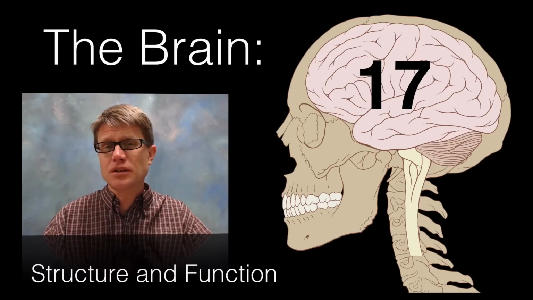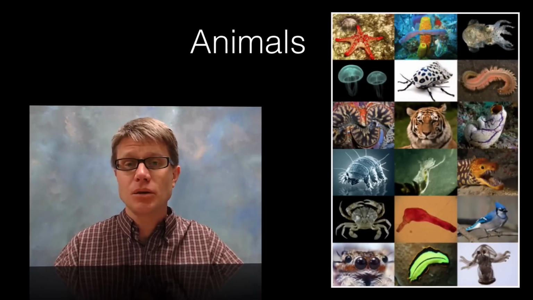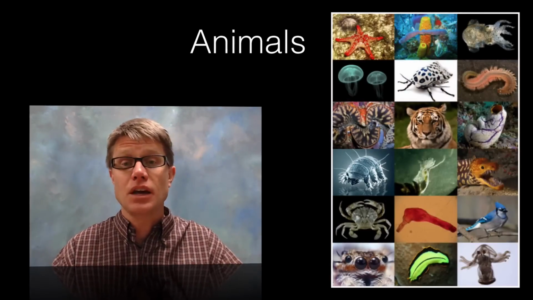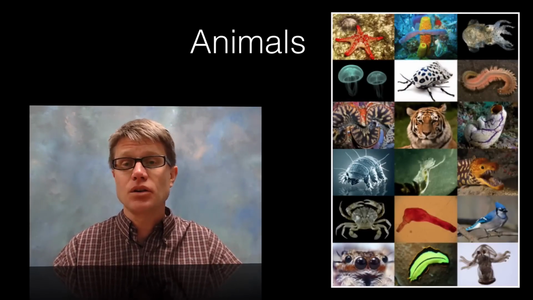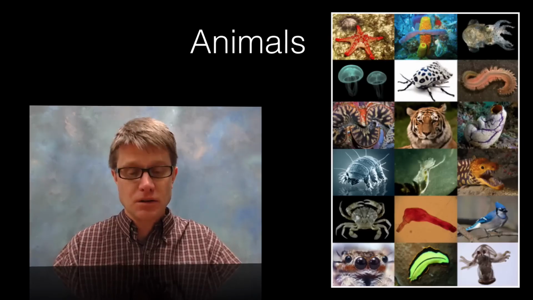And so what type of organisms have brains? It's the animals. Animals use nerves, they have muscles to move around, and so they have to organize that movement. And so they use a brain.